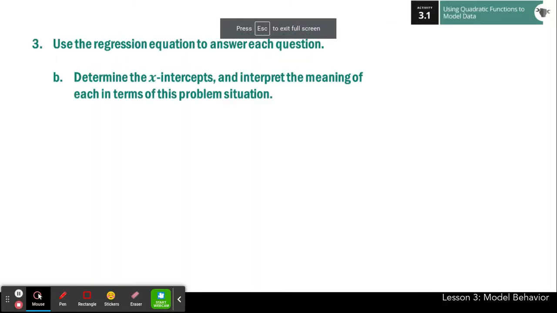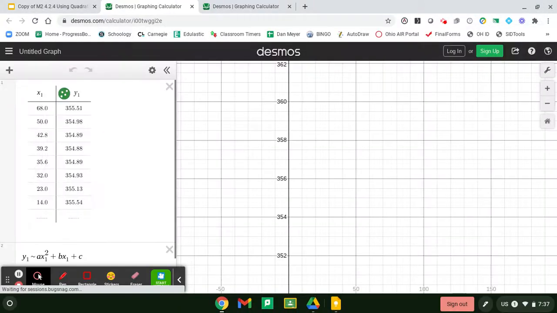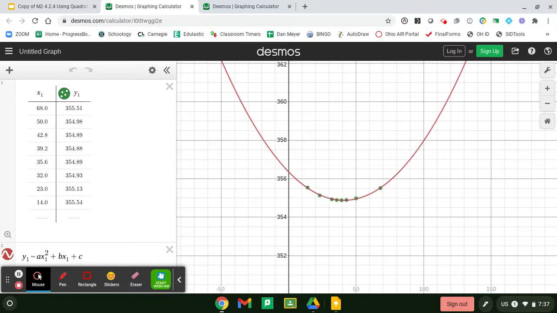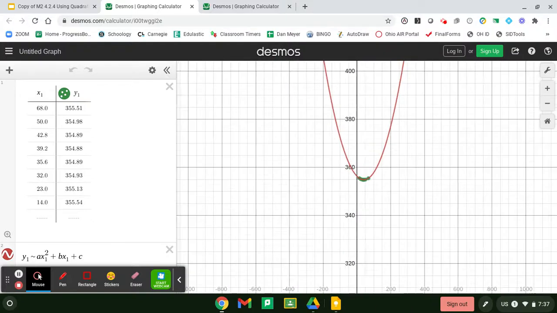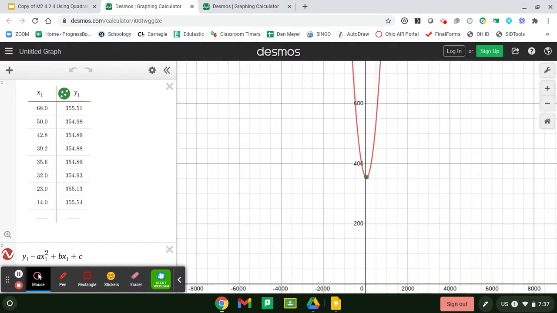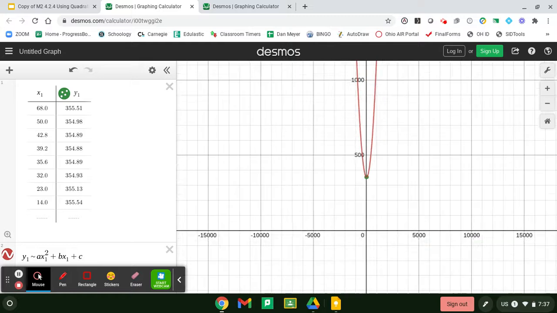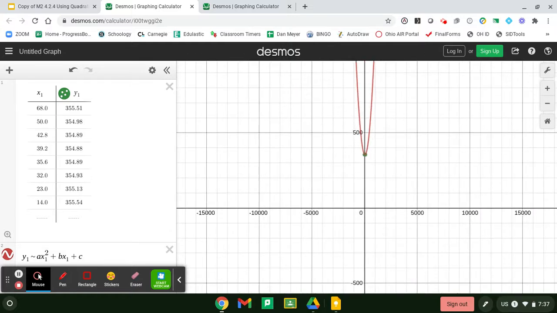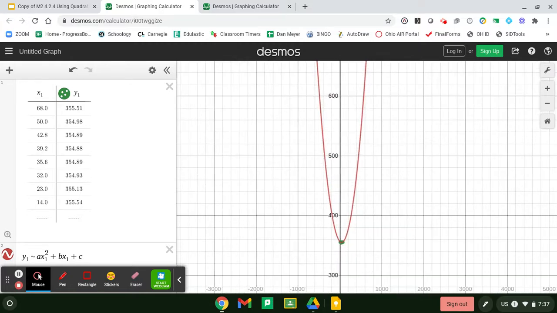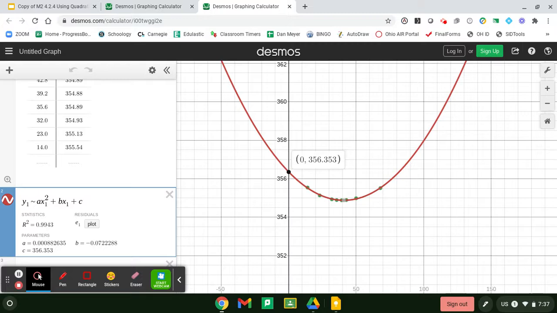Okay, 3b is asking, determine the x-intercepts and interpret the meaning of those. So let's go back to Desmos. And let's look at the y-intercepts here. So it looks like, if I were to zoom out, we aren't even close to where the x-axis is. And sorry, I said y-intercepts. I mean x-intercepts. We don't have any x-intercepts. So the whole graph, the problem, starts way up higher than the x-axis.